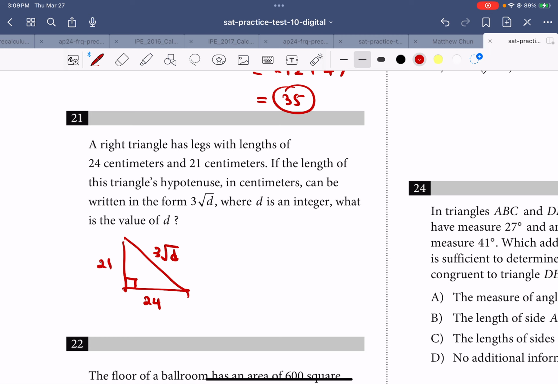Okay, so we use the Pythagorean theorem then. a squared plus b squared equals c squared. So 21 squared plus 24 squared equals 3 root d squared, right? So you use a calculator, and when you multiply and add up, that's 1017. That equals 9d. So d is 1017 divided by 9, then you'll get 113. Okay, that's the value.